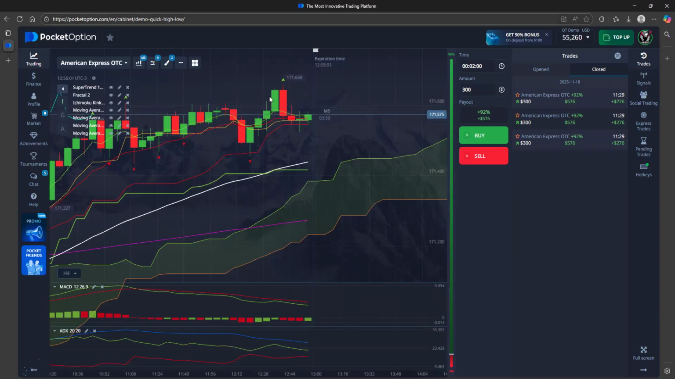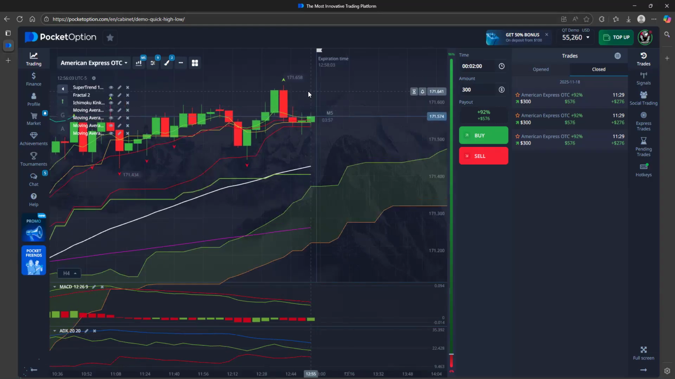Because pocket options takes an incredible amount of concentration, effort, patience, and discipline. Those four things are like driving a car. If any one of those tires has inadequate pressure, you're going to feel it.